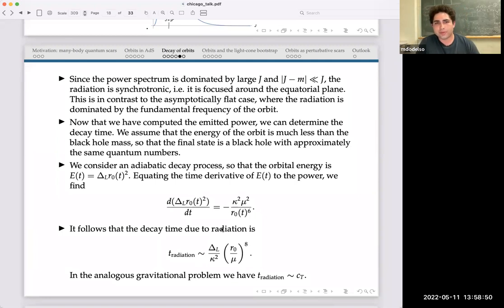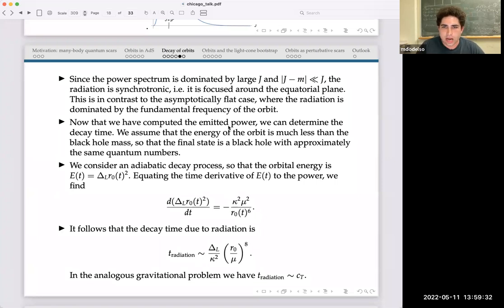Another difference from flat space radiation, in this case, the power spectrum is dominated by both large J and M close to J. What that means in position space is it's synchrotron, meaning it's highly focused around the equatorial plane. In the asymptotically flat case, it's completely different. The radiation is dominated by M equals 1 or M equals 0. M equals 1, the fundamental frequency of the orbit. So it's a very different type of radiation in AdS.